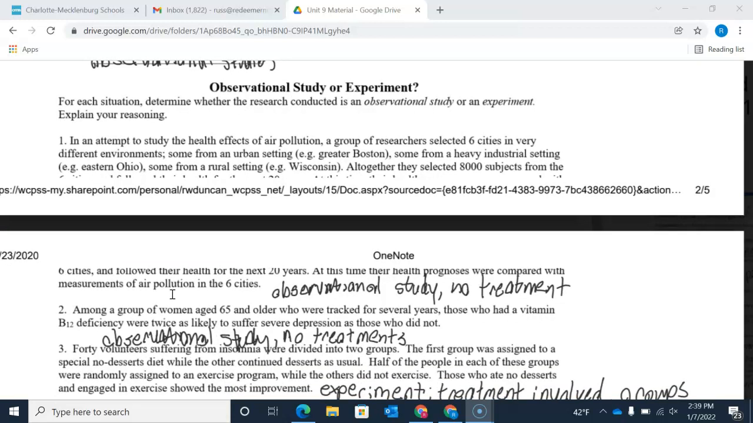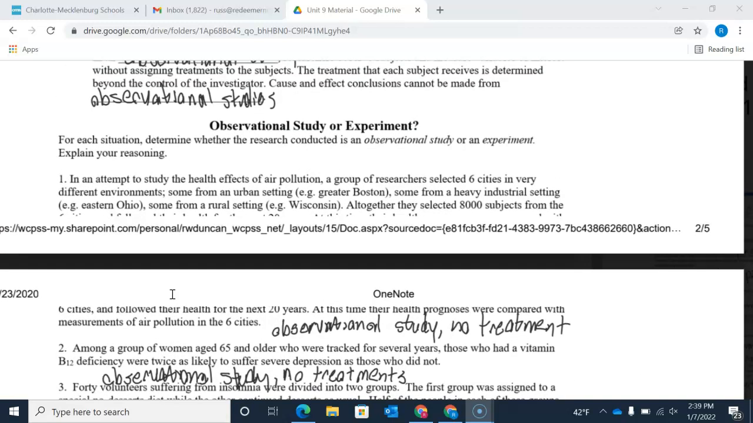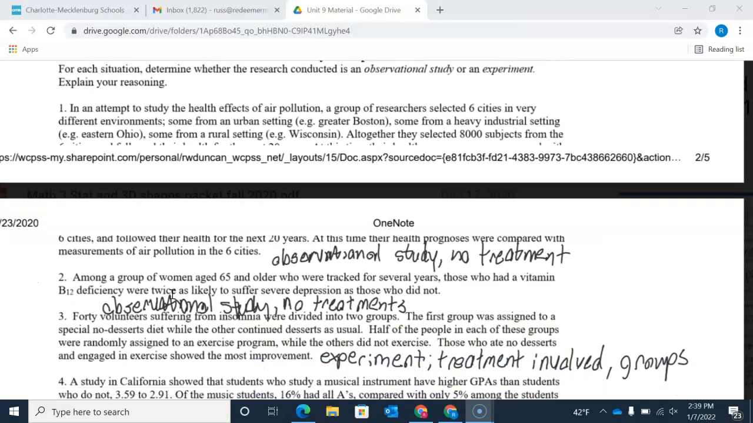And there's no treatment. You won't have a treatment in an observational study because treatment means something's happening. They're not doing anything. They're just looking at what's happening.